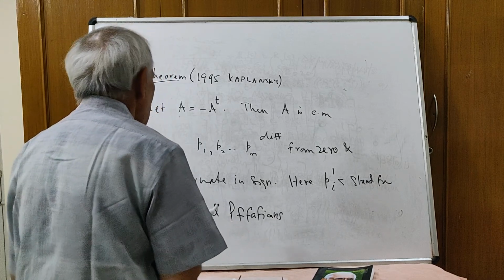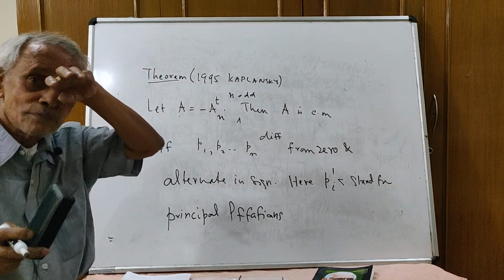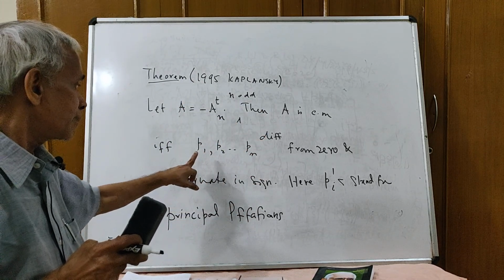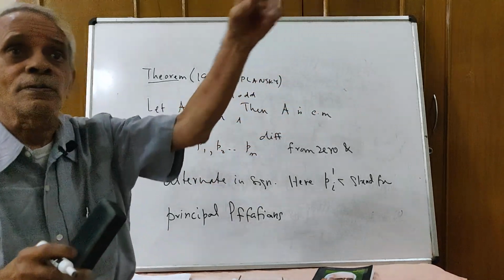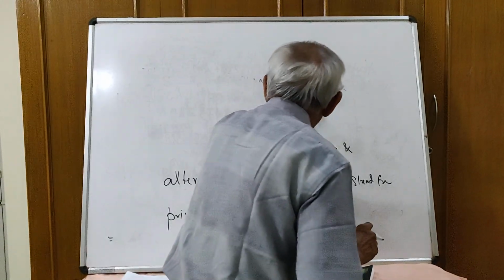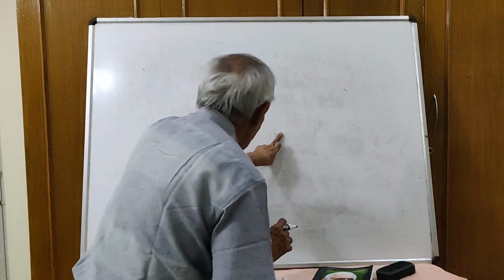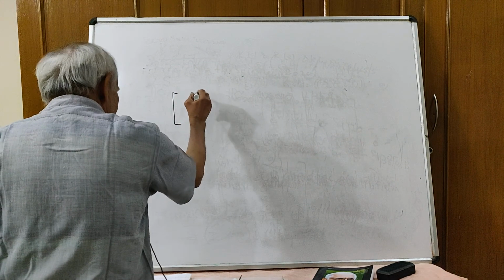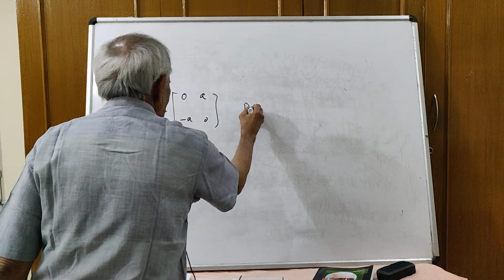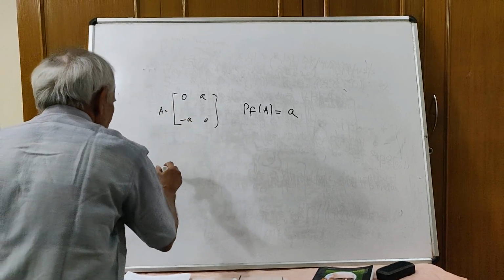Let A equal to minus A transpose. Excuse me. Then the game A is completely mixed if and only if P1, P2, ..., Pn are different from 0 and alternate in sign, where Pi is the principal Pfaffian.